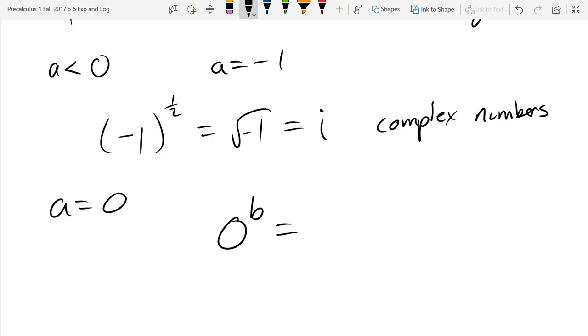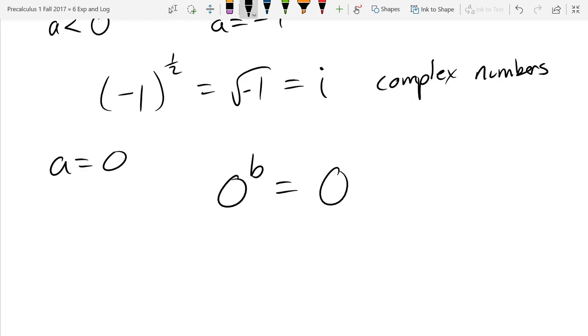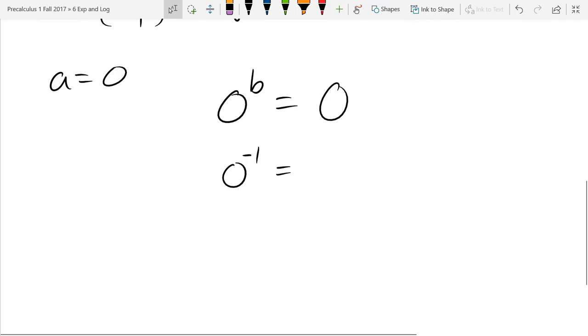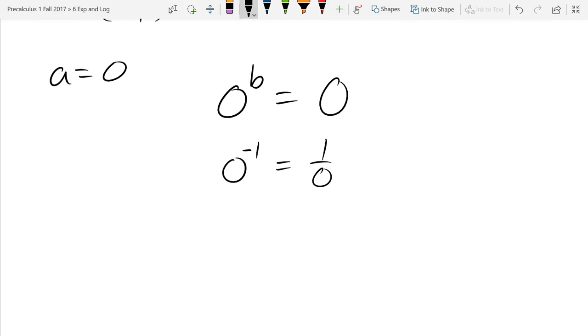What about zero? So why is zero bad? What is zero raised to any power? Zero. So that's not very exciting. So that's every single, well, there is a bad power to raise zero to. What's zero to the negative first?